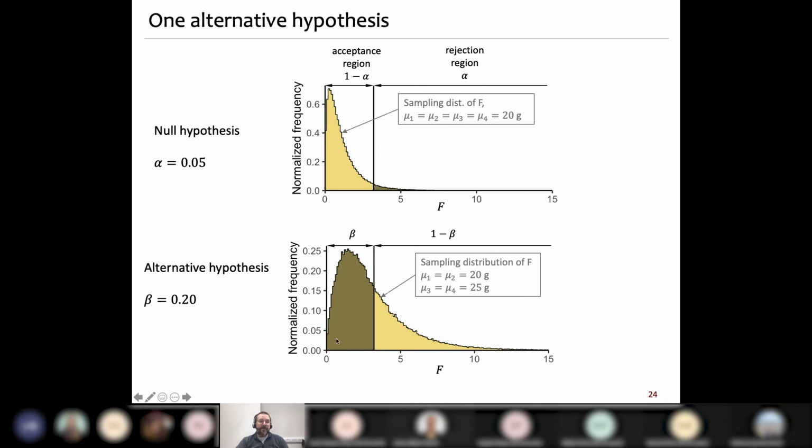You build a distribution of the F statistic, and just like we did for t-test, we cut off this area, the acceptance region. This is our beta. This is 1 minus beta. In this particular case, beta is 0.2.